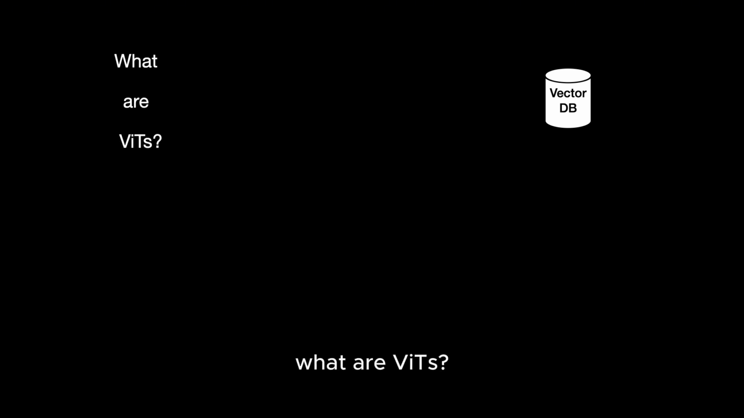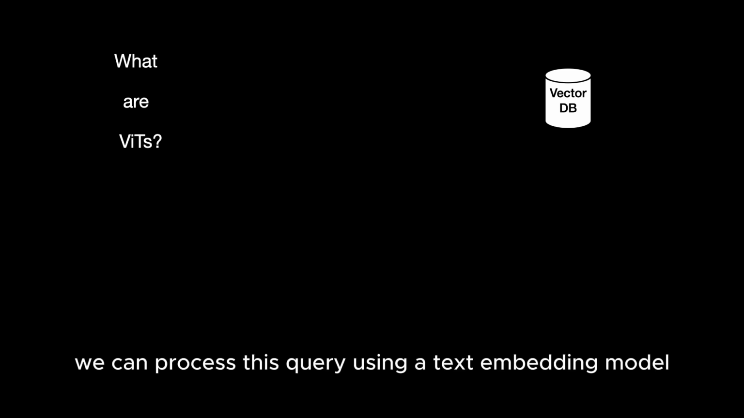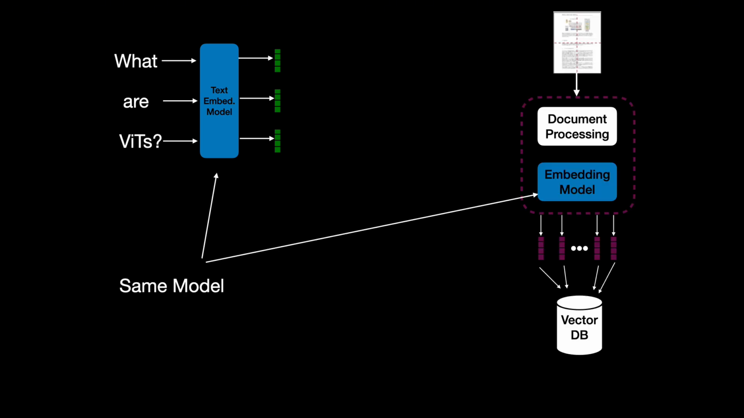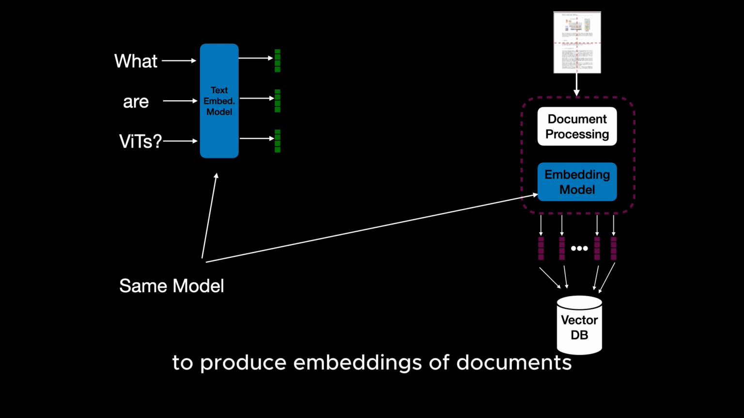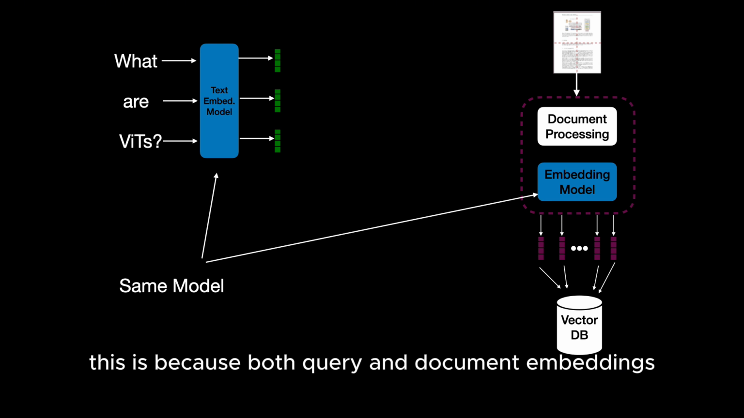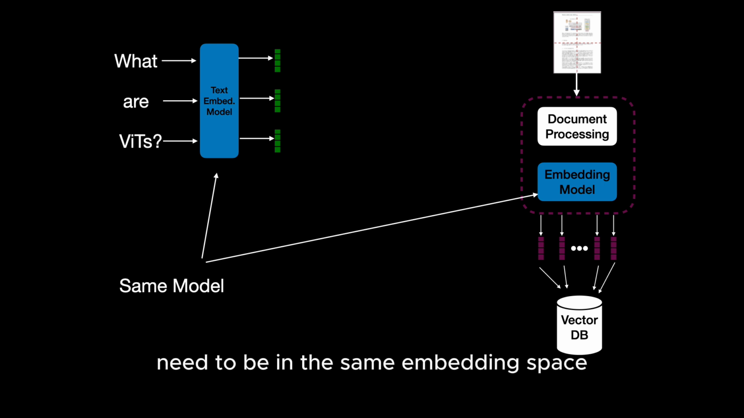Let's say a user asked our RAG system the question, what are ViTs? We can process this query using a text embedding model to produce query embeddings. Note that the model used in the offline processing step to produce embeddings of documents is the same model used for producing query embeddings. This is because both query and document embeddings need to be in the same embedding space.